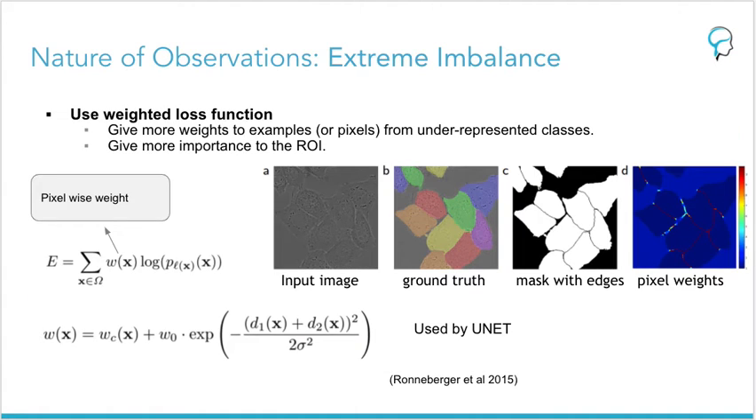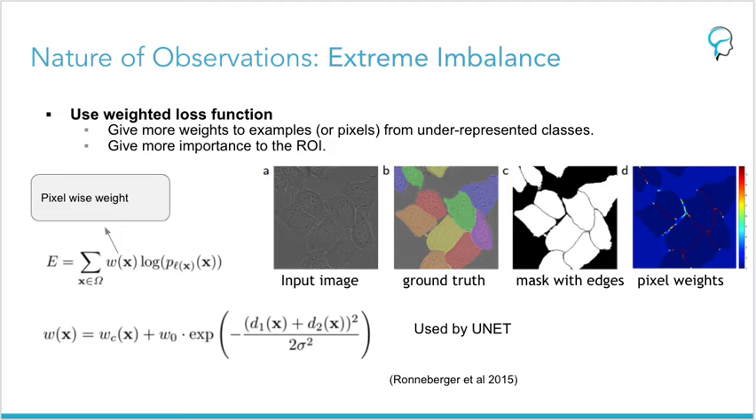Right. So another way to deal with extreme imbalance with respect to region of interest is using a pixel-wise weighting loss function. This works well in segmentation applications. So instead of doing patch-wise training, you do full image training, but then you impose weights on every pixel in the image.